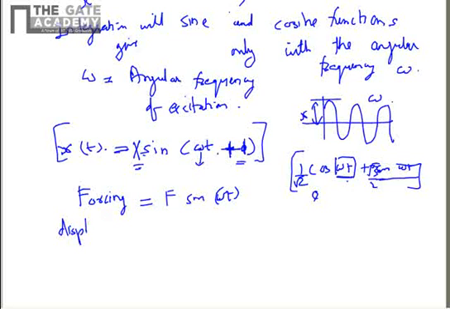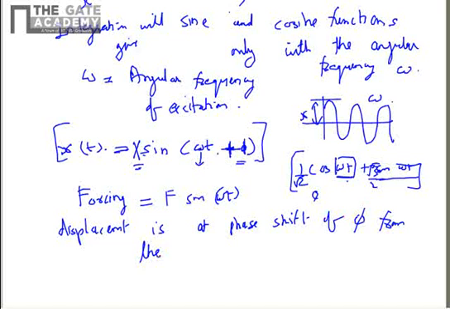So displacement is at a phase shift of phi from the forcing. That is not known; we need to calculate it. That will depend on the property of the system. So phi is the phase angle and x is the amplitude of oscillations. These are the two quantities that we need to determine. If that is determined, the solution is complete.